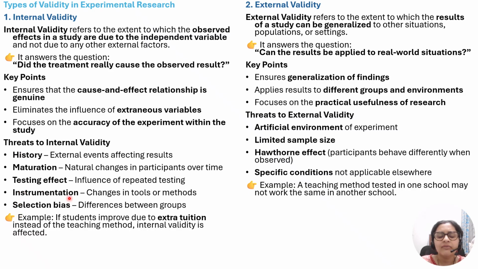Okay, testing effect, the influence of repeated testing; then instrumentation, changes in tools or methods; selection bias, differences between the selected groups. If students improve due to extra tuition instead of the teaching method, internal validity is affected. This example will explain everything. This one example is enough for you all to get clarity on internal validity.